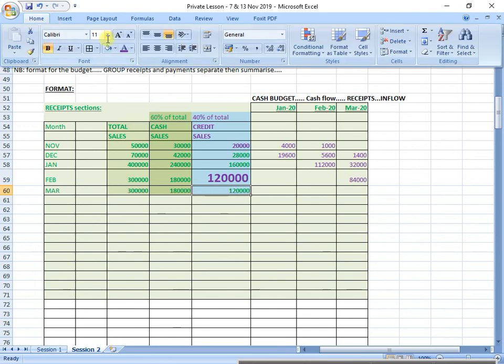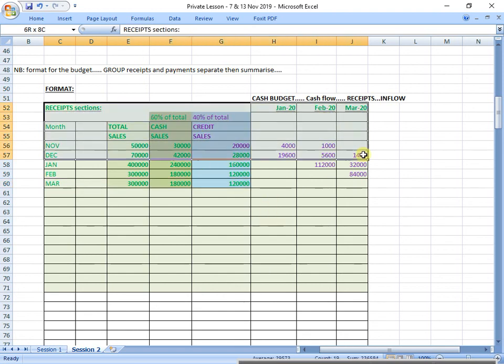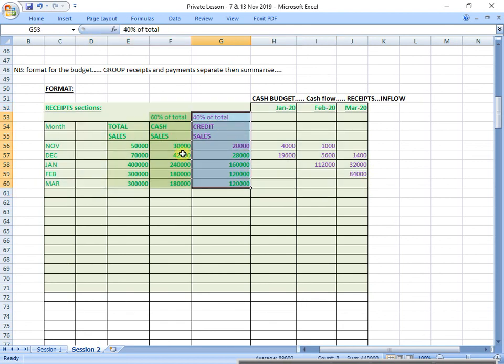Right, and then there's nothing else to do because obviously, if I look at March, when do I start collecting March? In April, and then May, and then June. Okay, I don't need it for the budget. Right, and there you go. You've done the receipts part of the budget, looking at the credit sales and the cash sales. Right, so let's summarize.